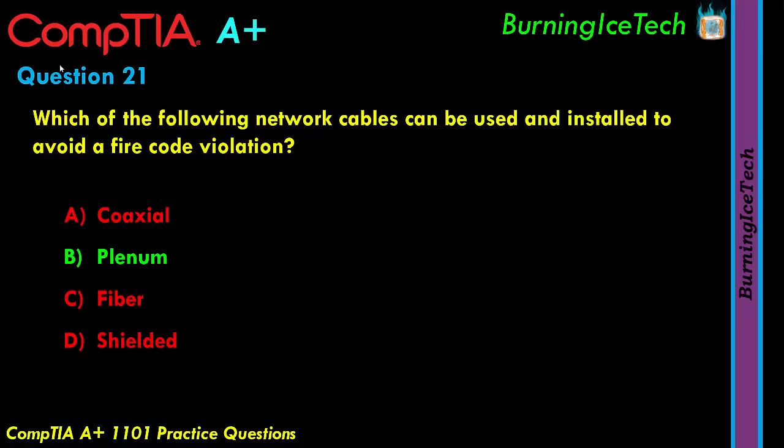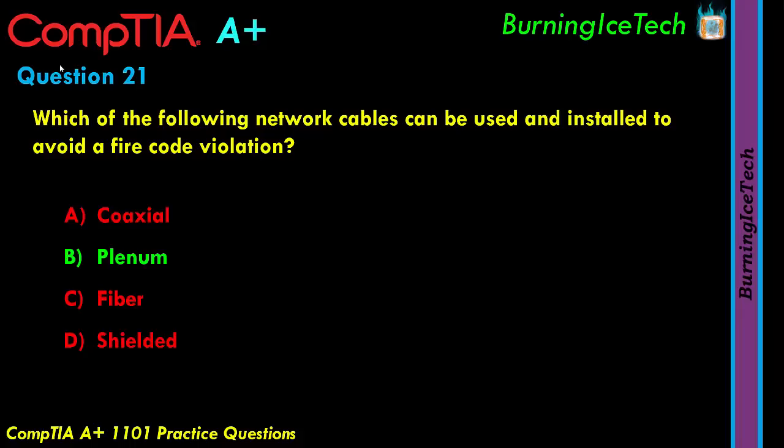I think that honestly in real life that's probably going to be the least of your concern. There's going to be so much fire and smoke. But nonetheless, it does not give off poisonous gas or anything like that. The answer is plenum. Coaxial, no. If you burn that, it's going to give off gases, and that's old cable. Fiber is made out of glass for the most part, but it's not the one that's going to help you with fire code violations. Shielded, no.